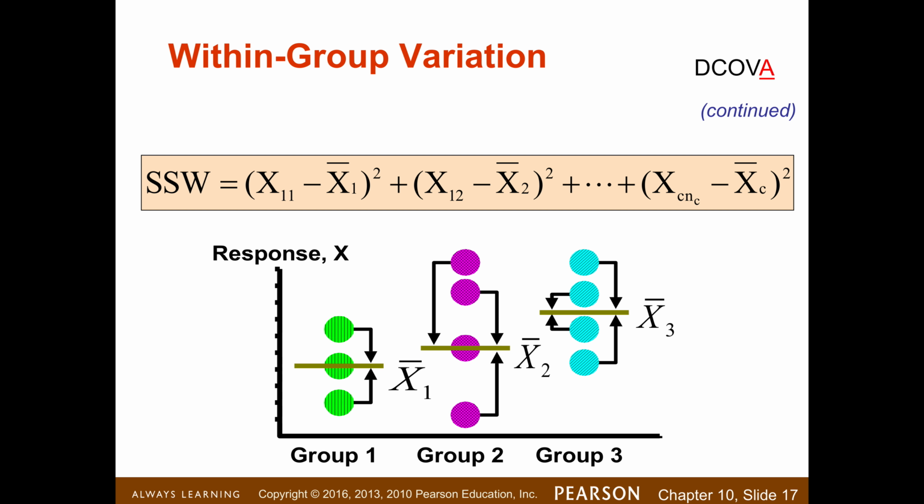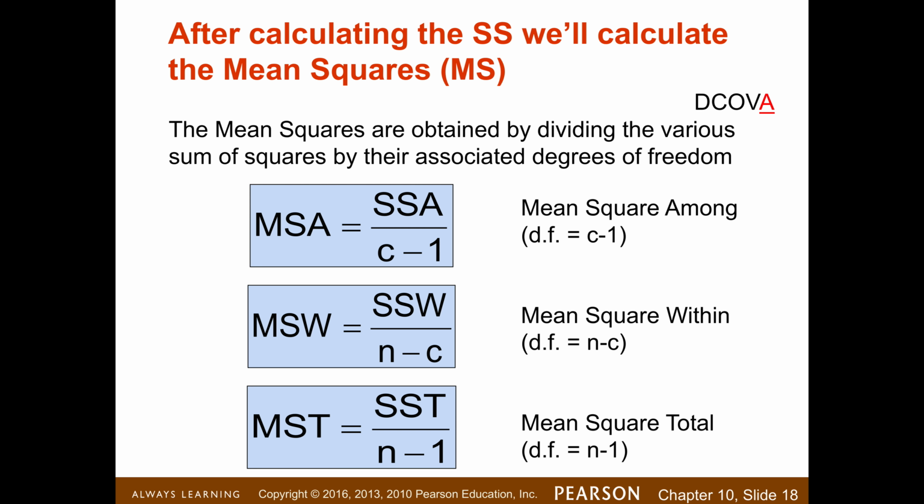It'll make more sense. So after calculating the sum of squares, we calculate the mean squares, and it turns out that the mean squares is just the sum of squares divided by the degrees of freedom. So the total degrees of freedom are n minus 1. So in the problem we've been looking at with the green dots and the blue dots and all that, our sample size was 11, so the degrees of freedom for the total mean squares would be 10.